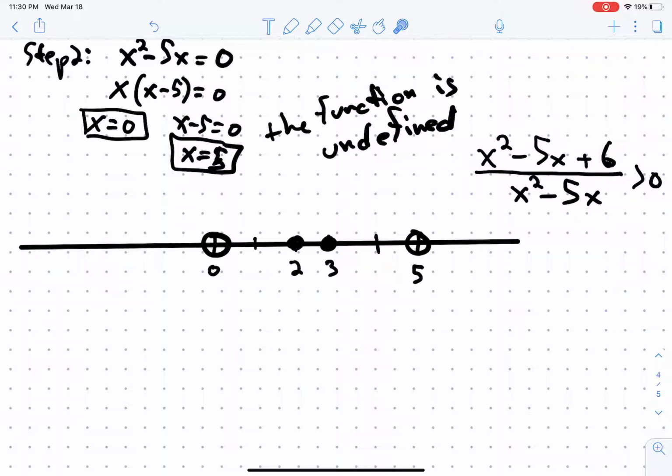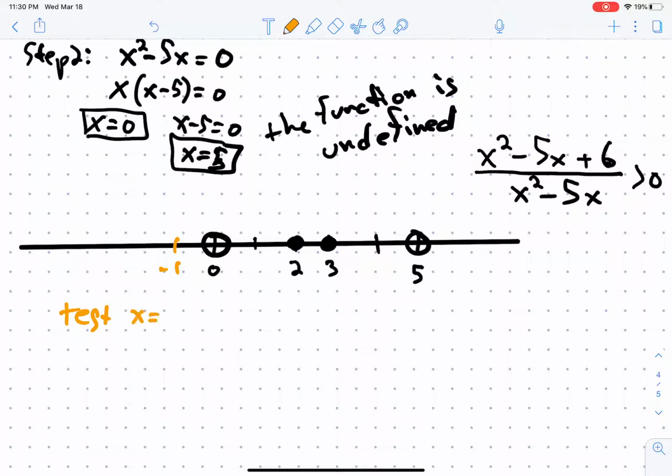If you want to pause the video and go ahead and do that now, go for it. When you come back, I'll go through it as well, so you can follow me if that's helpful. Okay, the first interval I'm going to test is the one here on the left, and I'm just going to pick any number down here. I could pick the number -1 or -2 or -3 or -4. I'm going to choose -1 just because it's easy.